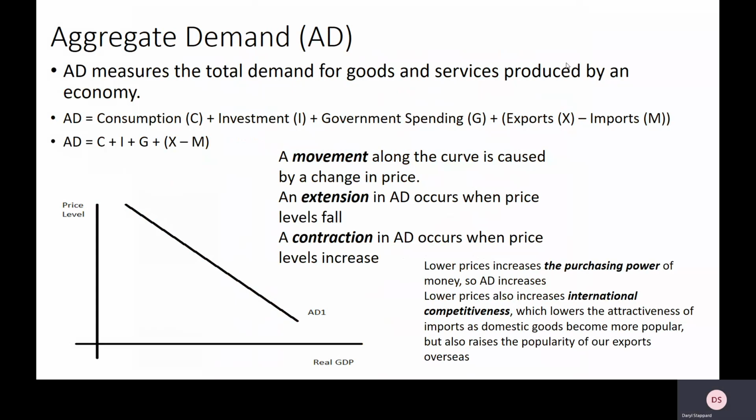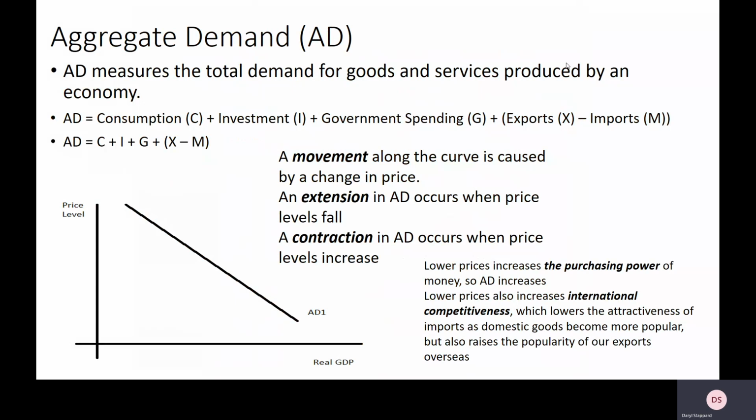So the formula for aggregate demand is C plus I plus G plus X minus M. So C, or consumption, is household spending on goods and services. This is you and me buying t-shirts, buying houses, buying cars, buying TVs, eating out in restaurants, etc. It's household demand for goods and services, and it's by far and away the biggest component of aggregate demand.